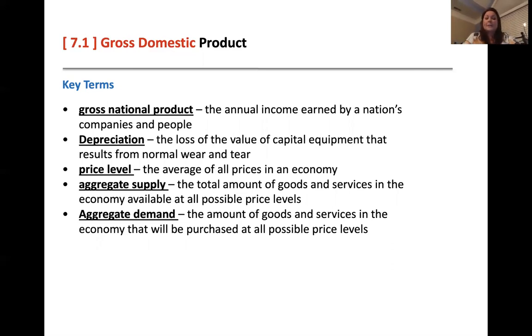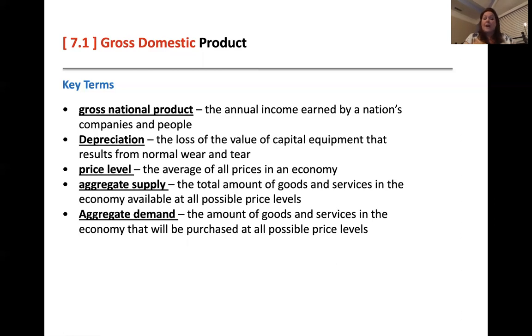Depreciation. This is the loss of the value of capital equipment that results from normal wear and tear. Example would be, you buy a new coat. If you go to sell it used after some time, you're not going to get full price for it. It depreciates because it's used and it's got wear and tear. Your car, same thing. Brand new car, you drive it off the lot. It's now used. It's got some wear and tear. It's going to depreciate in value.